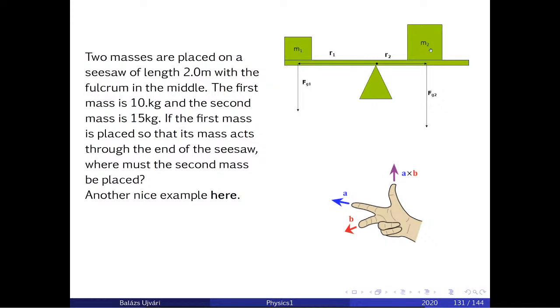If this is 15 kilograms, which is 150 Newton, the R should be something that if you multiply it with 150, you have to get 200. So that's 0.6666 meter. Oh no, upside down, 1.3333.